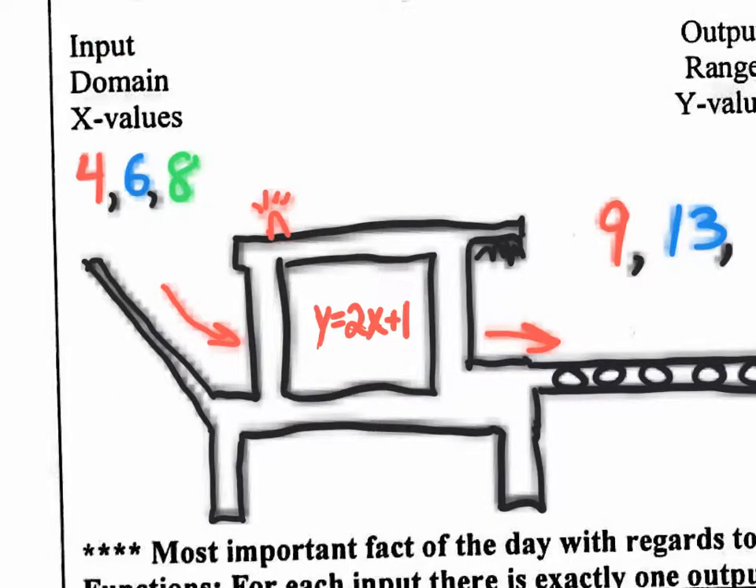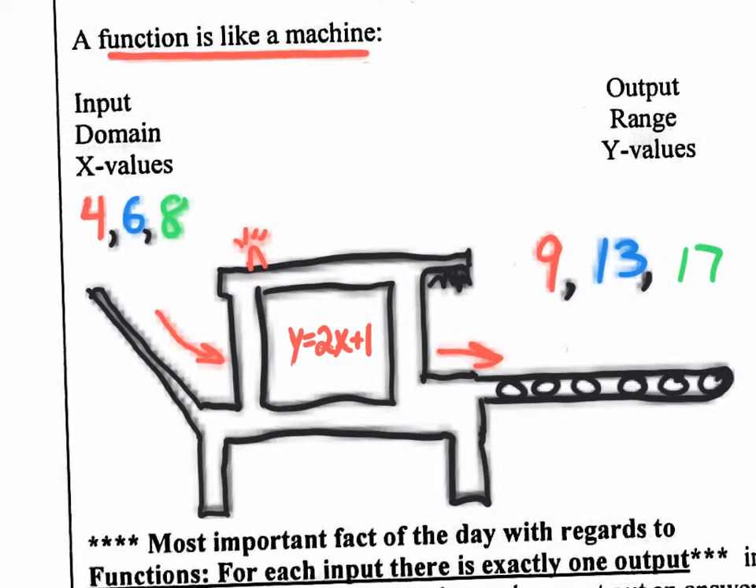The numbers that are coming out, let me zoom out a little. The numbers that are coming out of this machine are not inputs, they are outputs. Make sense? Yeah. So all of these words right here, input, domain, x values, those all mean the same thing.